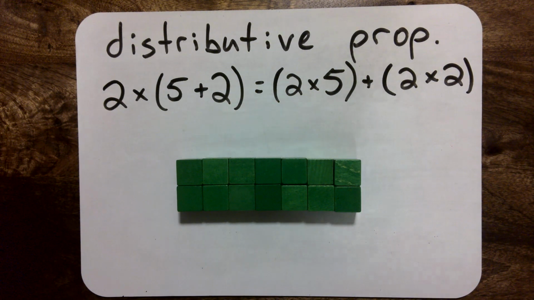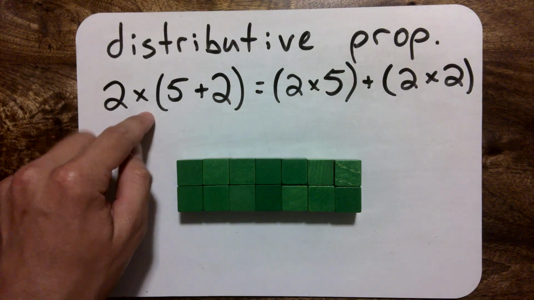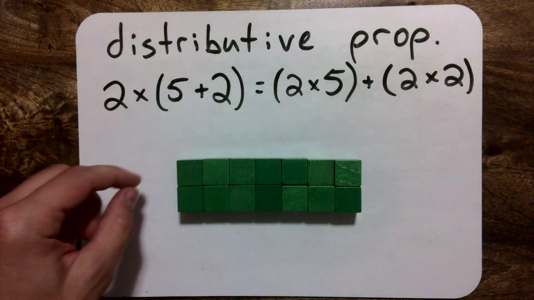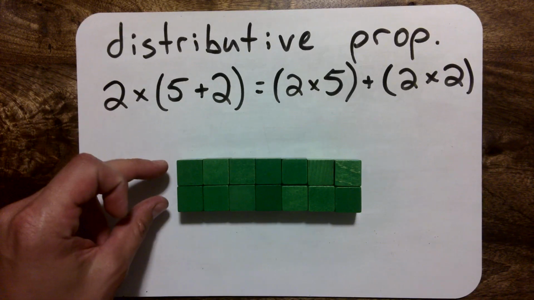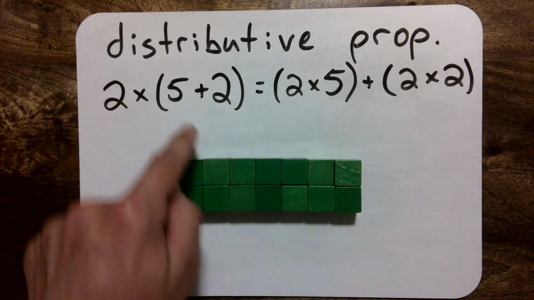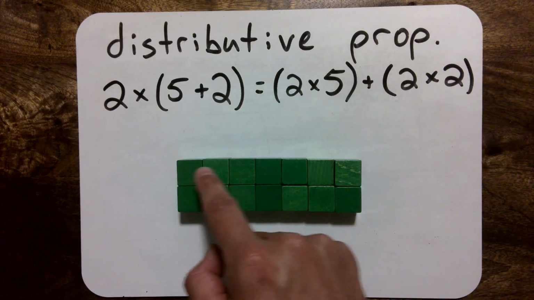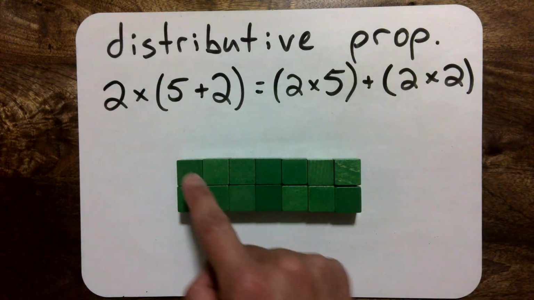So for a concrete model, the most common way we can look at this is with either an area or an array model. So again, 2 times some quantity, some sum. Here the groups are the rows, so we have 2 rows, and then each row has a size of 5 plus 2, or 7.